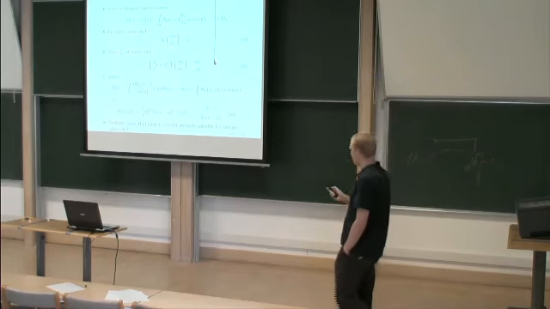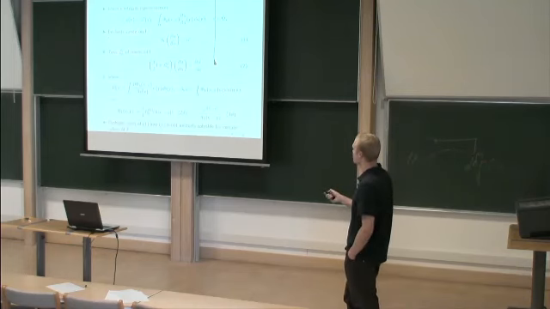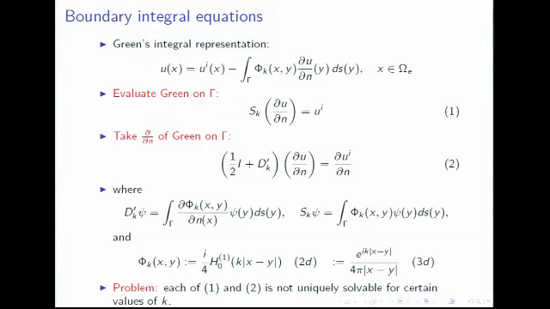Okay, so here's boundary integral equations. One way of getting them is via Green's integral representation that gives the solution u as an integral over the boundary involving the unknown Neumann boundary value, the du by dn. And evaluating both Green and its normal derivative on the surface of the scatterer gives you two integral equations involving the unknown Neumann boundary value, where this S is the single layer potential and D' is its normal derivative.